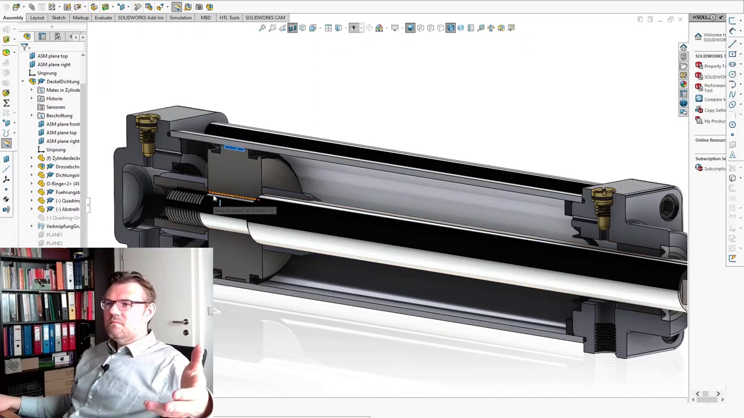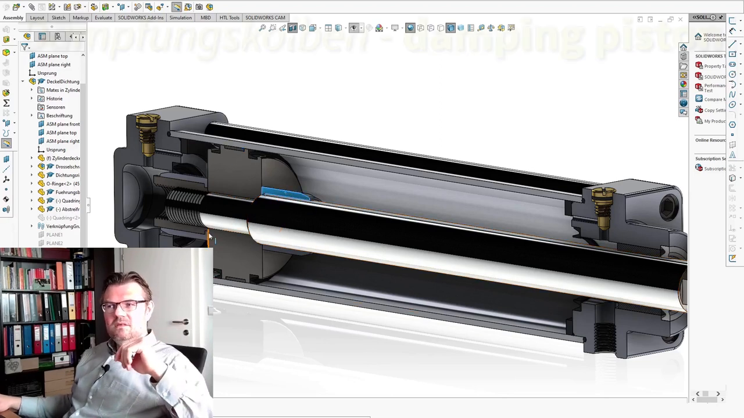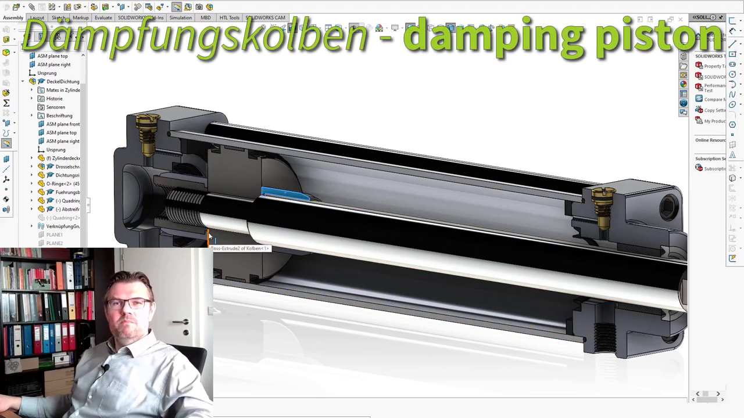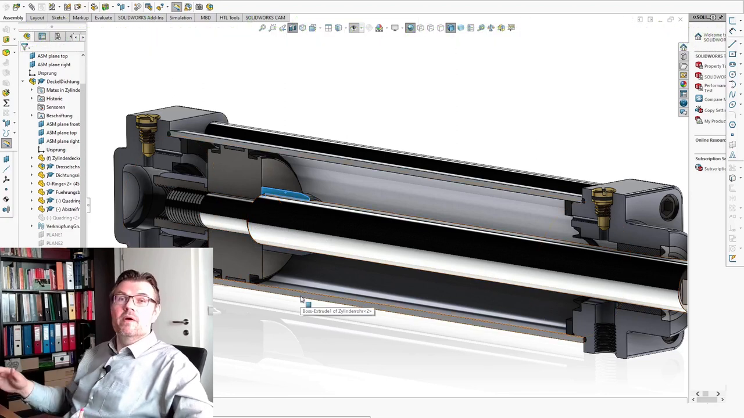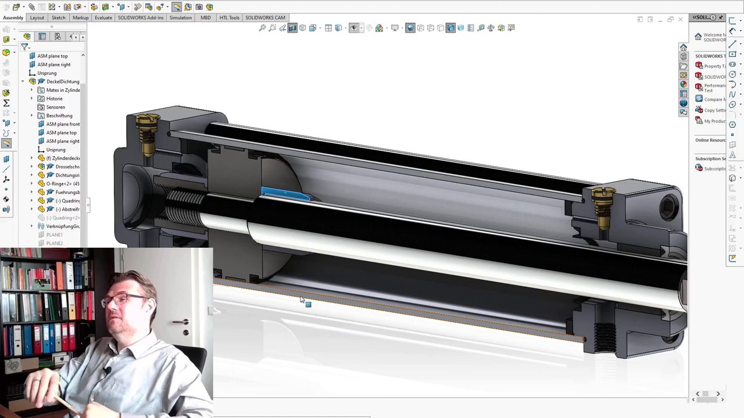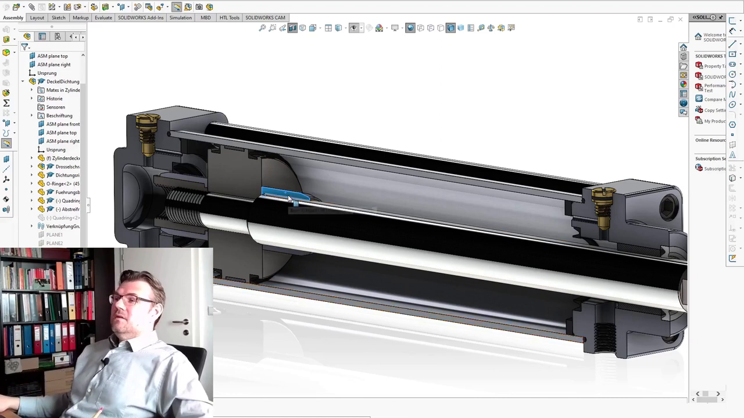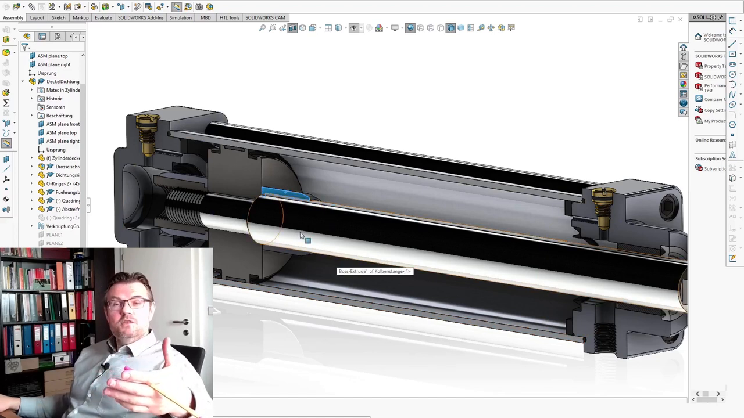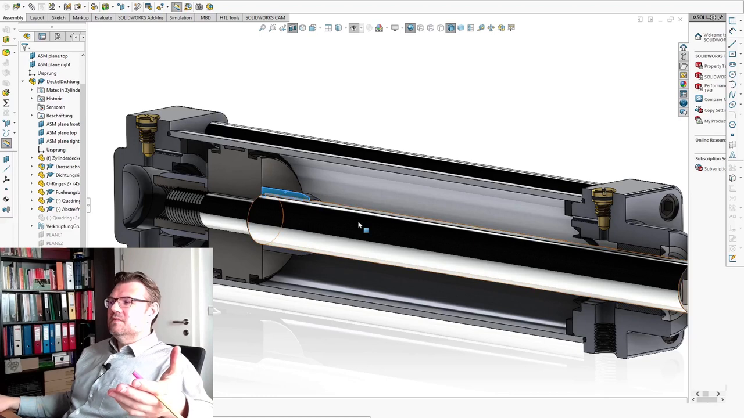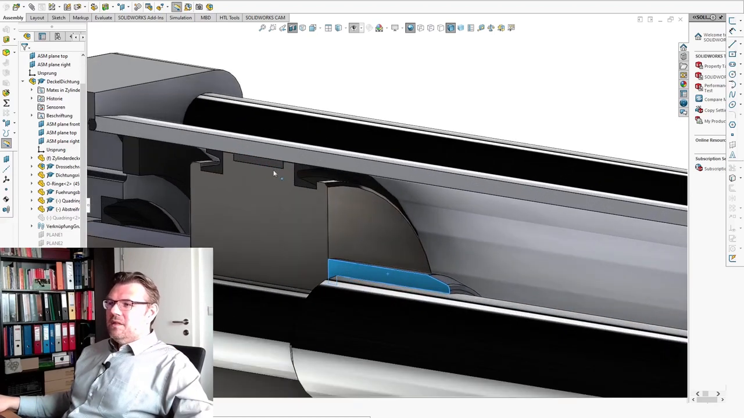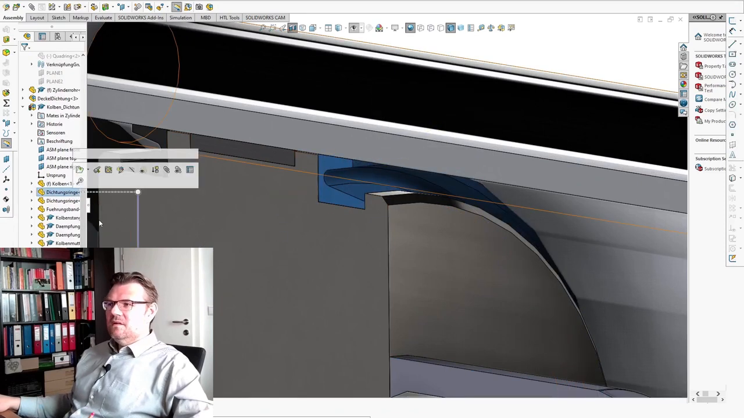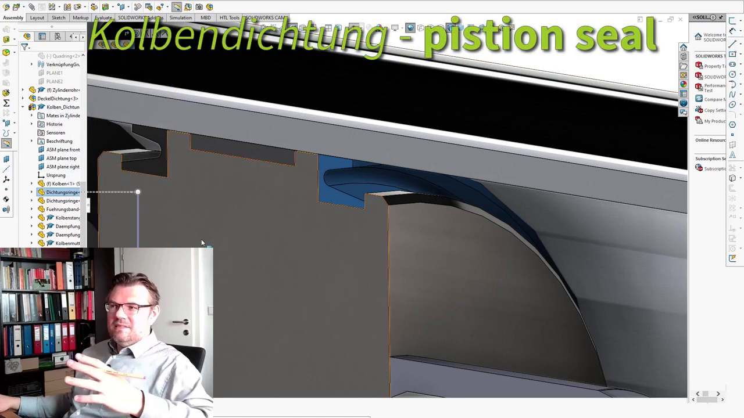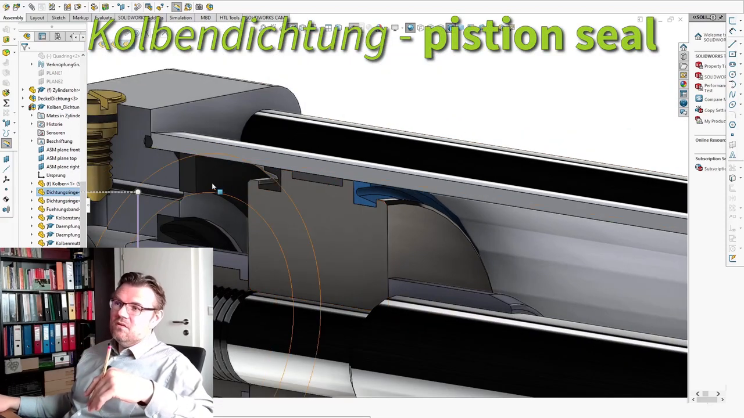Then optionally we do have those damping pistons, Dämpfungskolben. We talked about the function of these damping pistons. Then, also at the piston, we have those sealings here. These are the sealings, sealing one side of the piston from the other side of the piston.